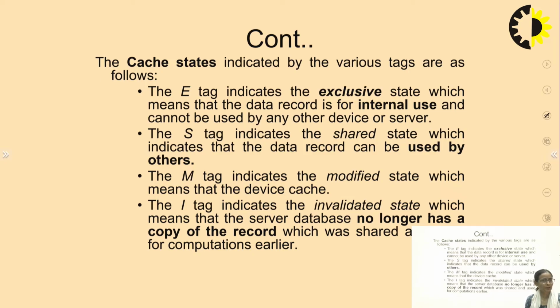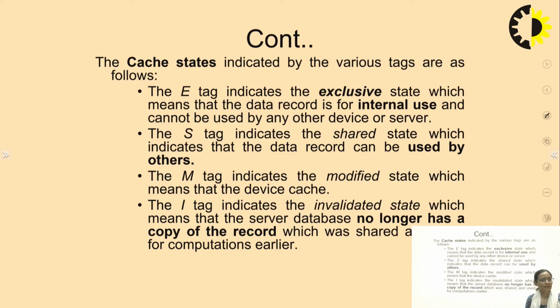So you don't want to share that exclusive data with someone else, and also you need to keep a check. That is, whenever you are sharing a cache line with the outside world, then it is not the exclusive data. So how are we maintaining that difference? It is with the help of the E tag.